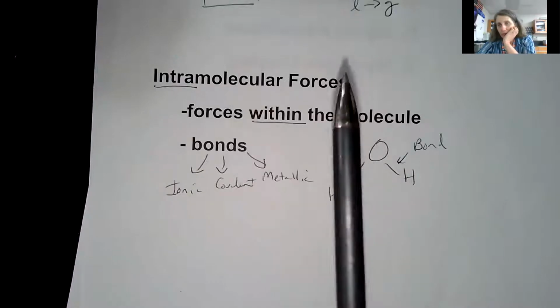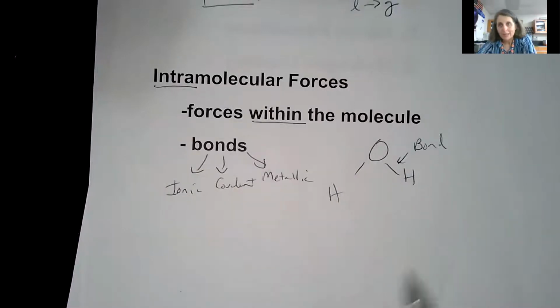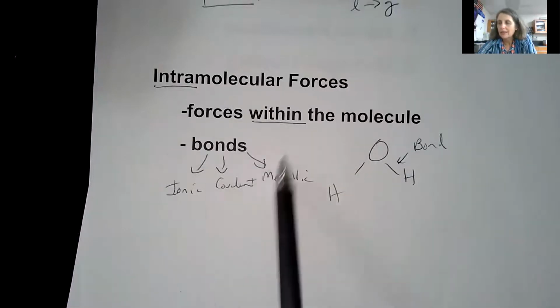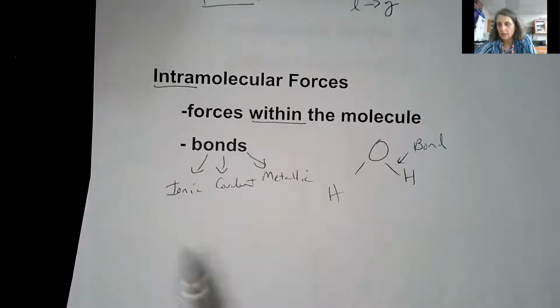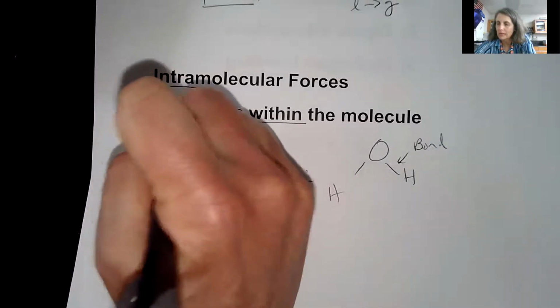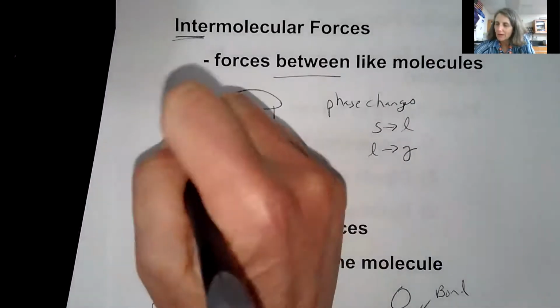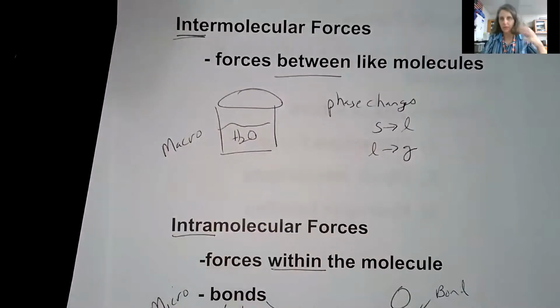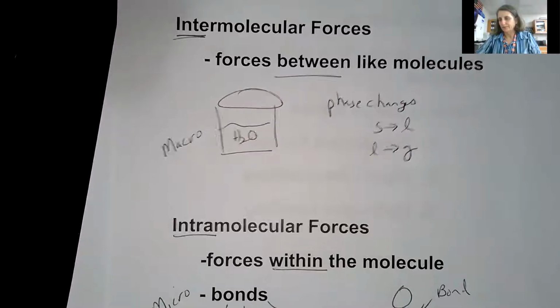Now, these forces do influence the outermost forces, or the forces between the molecules, but these are something we've already discussed. This is the micro scale, meaning we're talking one molecule at a time, while this is more of the macro scale. So this is billions upon billions of water molecules in a beaker. So that's the difference between the two.